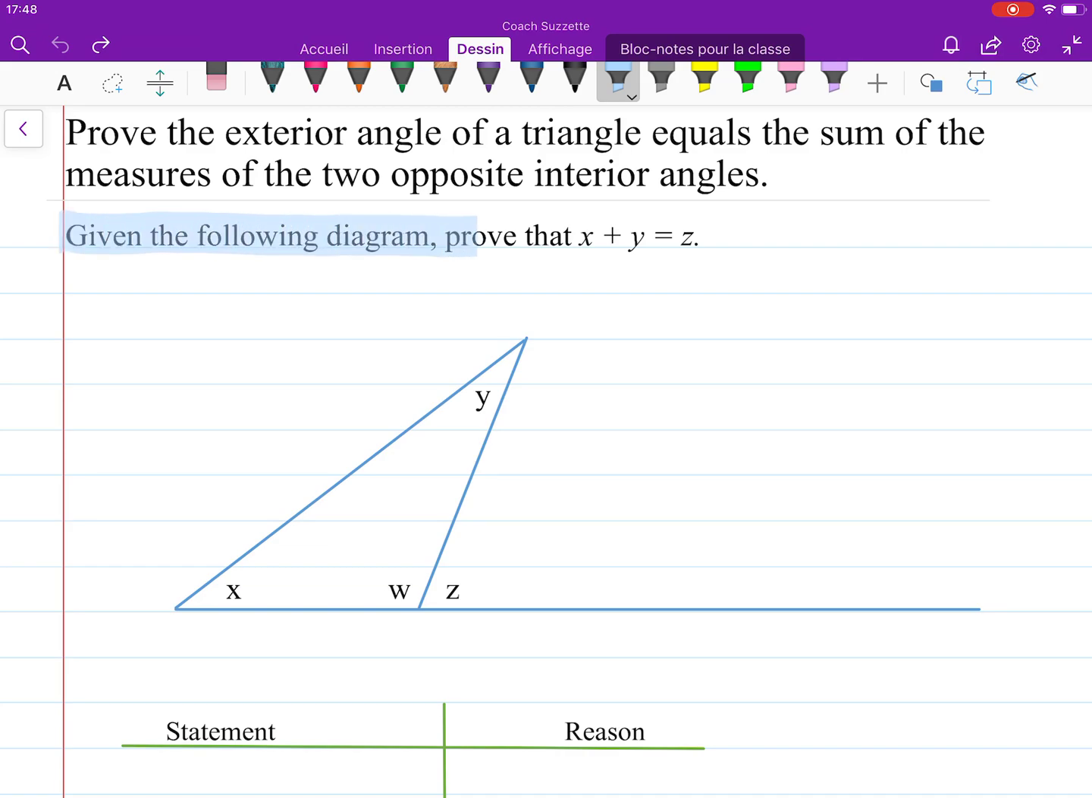Given the following diagram, prove that x plus y equals z. X, y, and z here. Well, that's another way of saying that we need to prove that the measure of an exterior angle of a triangle is equal to the sum of the measures of the two opposite interior angles.